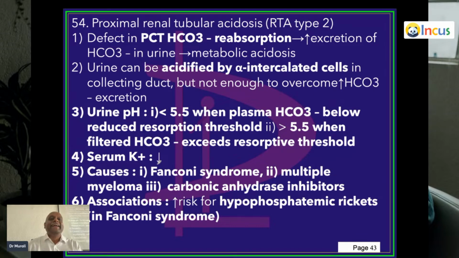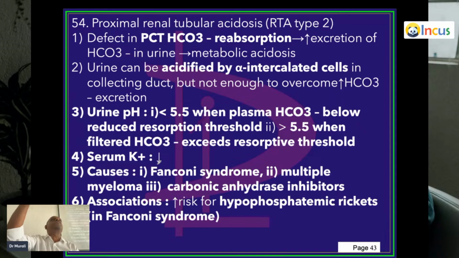So come on, proximal RTA, quickly tell me 5 points. Defect in proximal tubules, bicarb reabsorption. Urine can still be acidified by alpha intercalated cells in the distal tubule. That's the reason urine pH can be less than 5.5, right? Then serum potassium is low.